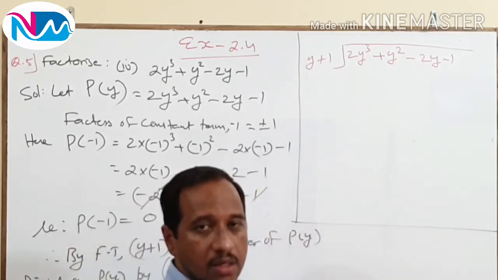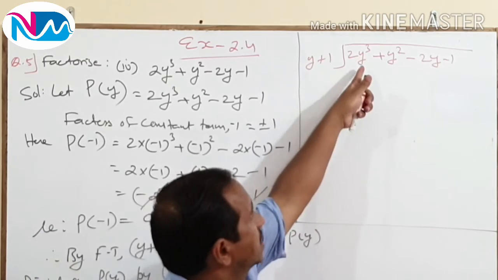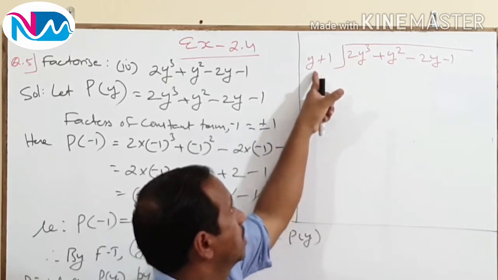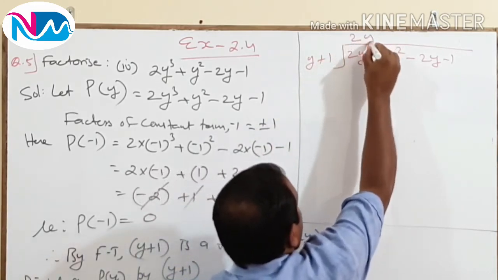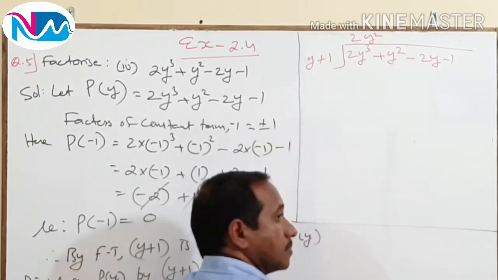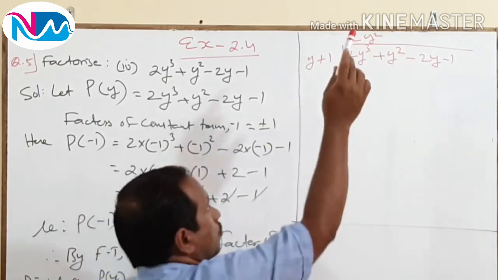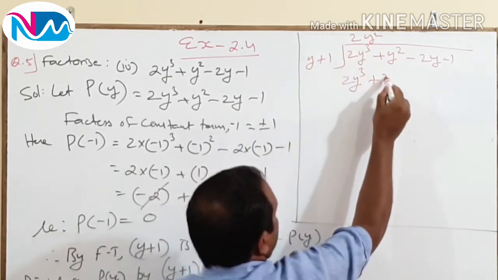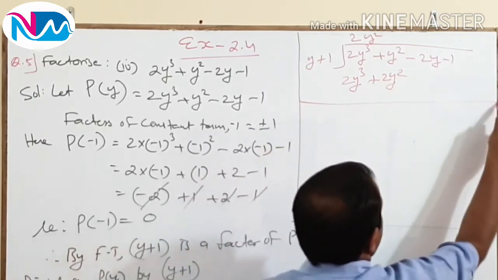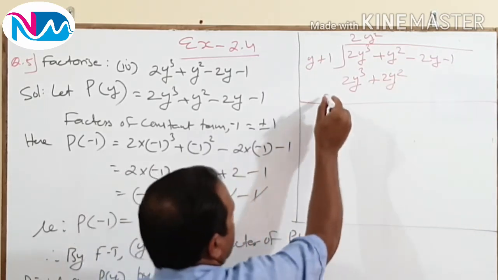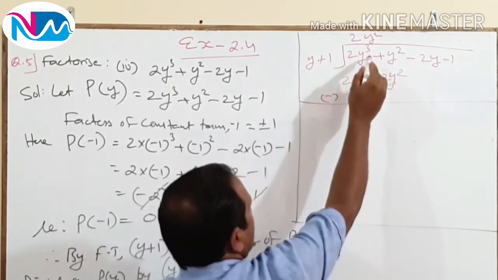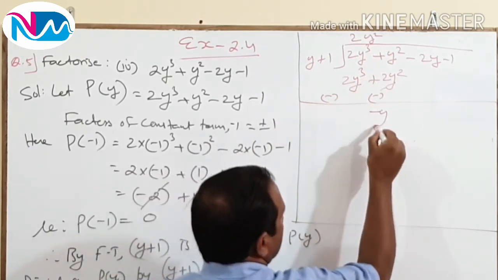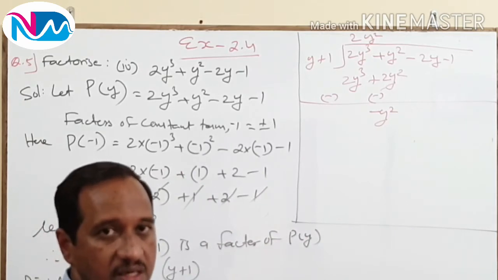To divide a polynomial by another polynomial, we divide the first term of the dividend by the first term of the divisor. So 2y cube by y, we will get 2y square. And now we will multiply this 2y square into y plus 1, that is 2y cube plus 2y square into 1 is 2y square. Then we subtract. While subtracting, we change the sign. 2y cube minus 2y cube will be 0. Y square minus 2y square is minus y square. We are subtracting the coefficients.